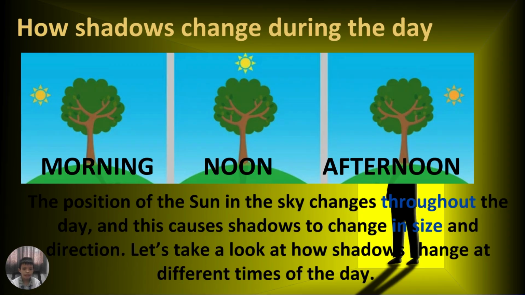How shadows change during the day. The position of the sun in the sky changes throughout the day, and this causes shadows to change in size and direction. Let's take a look at how shadows change at different times of the day.